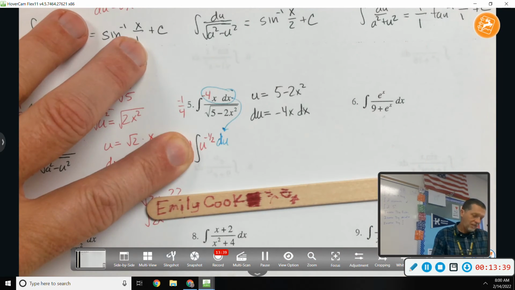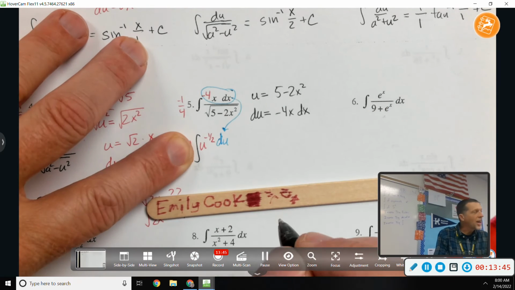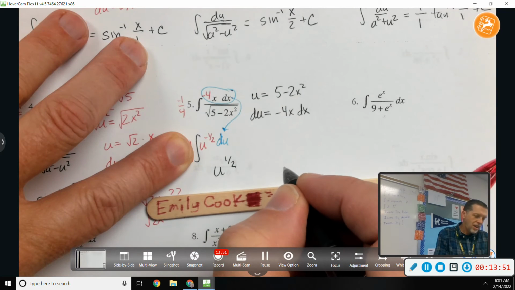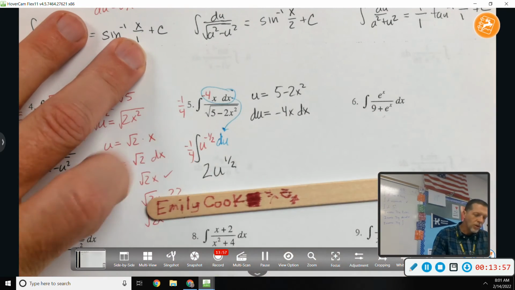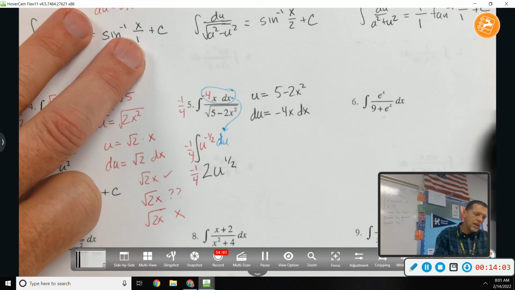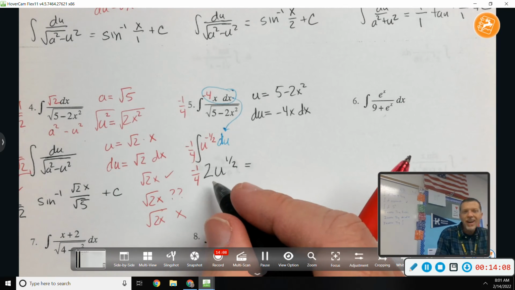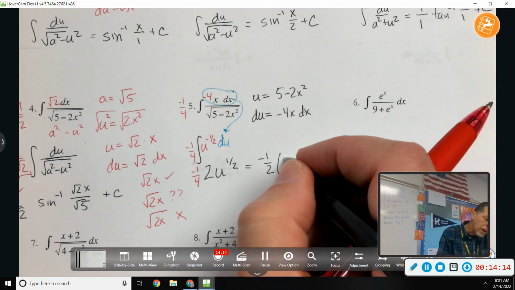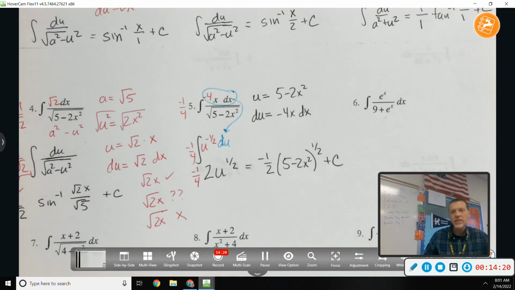The power rule, so you add 1. And then it's divided. So what do I get when I add 1? Positive 1/2. And it's divided by 1/2, which is multiplied by 2, and then we still have this negative 1/4 out front. You could leave that, but surely we can reduce and then put u back in there. So 5 minus 2x squared all to the 1/2, and don't forget the plus c.